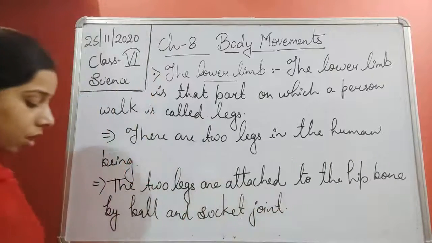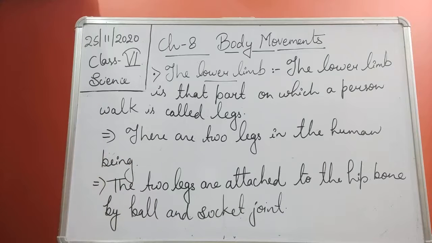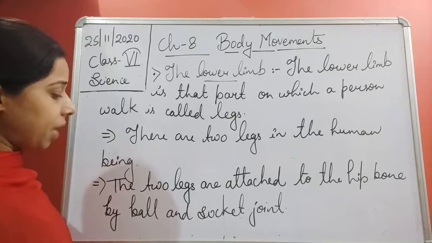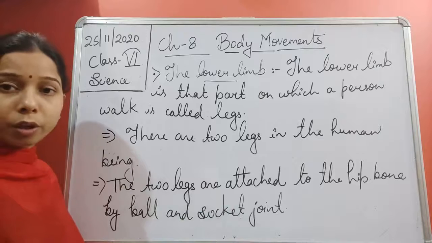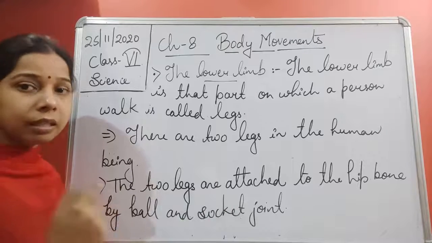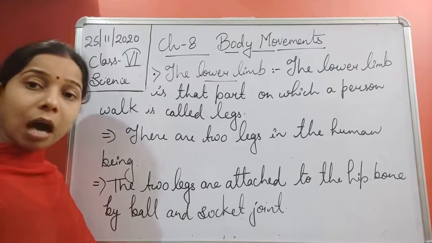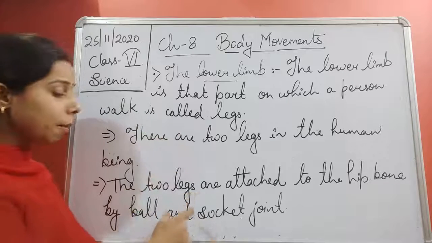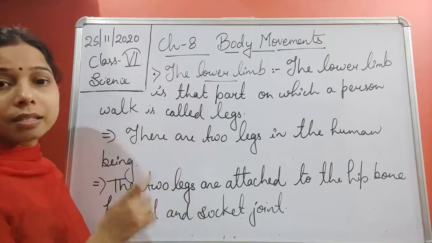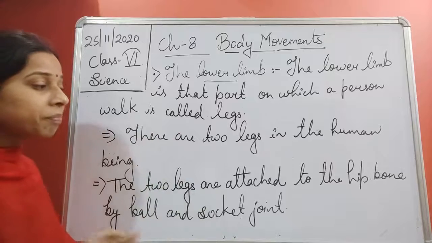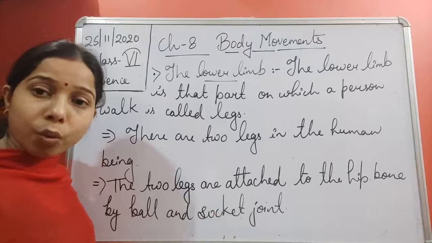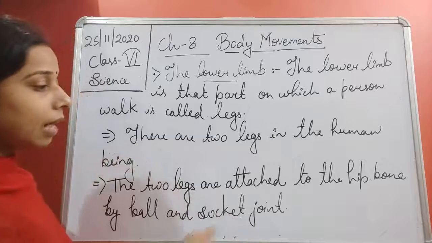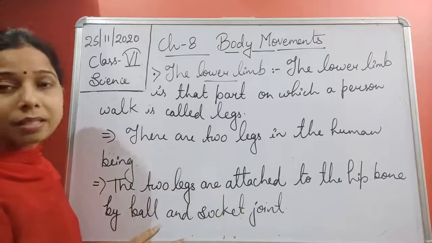Okay, so the 2 legs are attached to the hip bone through a joint, and that is the ball and socket joint. It's the same joint we have seen in the case of our arm also, that our arm is attached to the shoulder by a ball and socket joint, and the same thing we will see in the case of the legs and the hip bone.